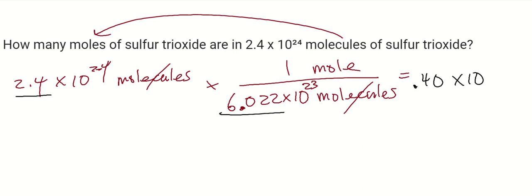Times 10, that's our base. And when we divide bases with exponents with common bases, we subtract the exponents. All right, so 24 minus 23 is 1. Okay, 0.4 times 10 is 4.0 moles.